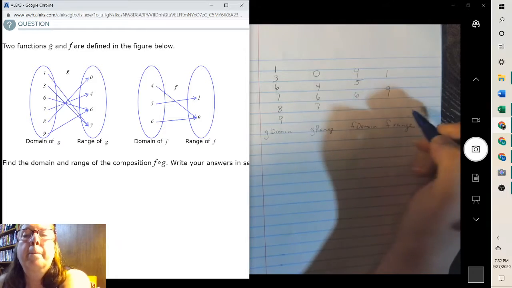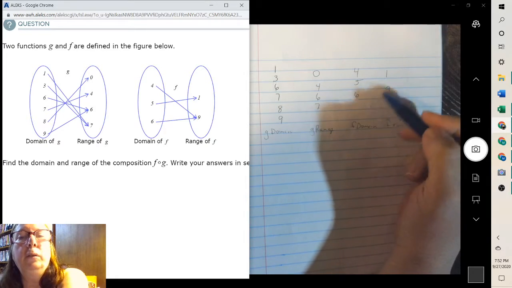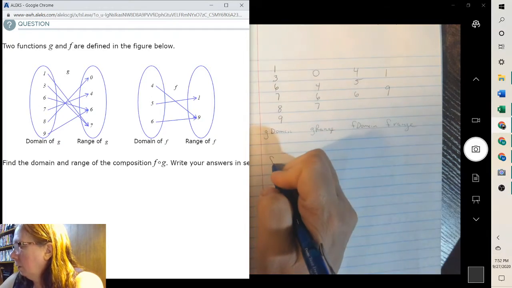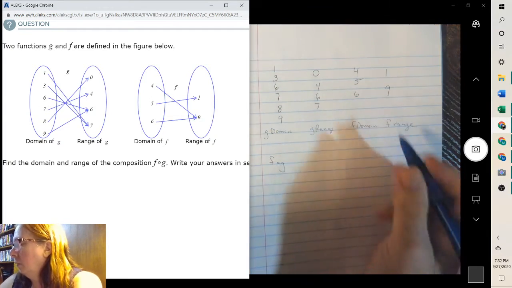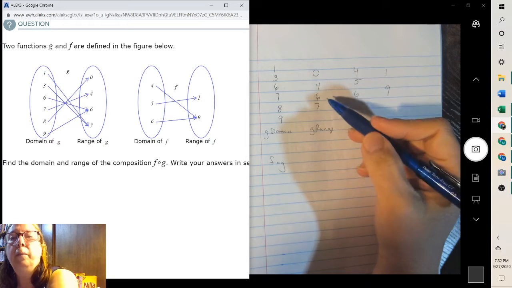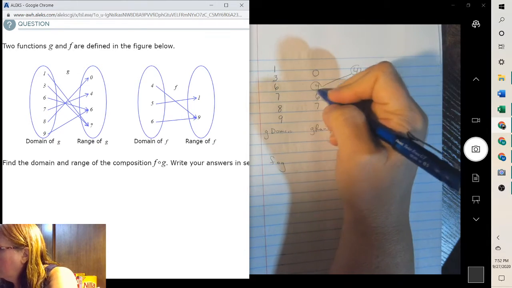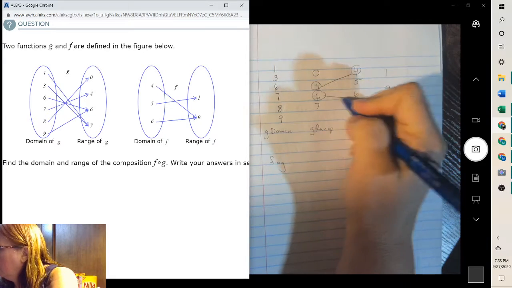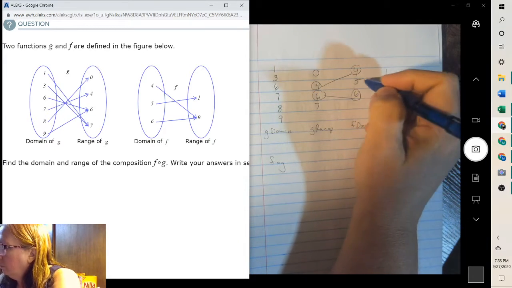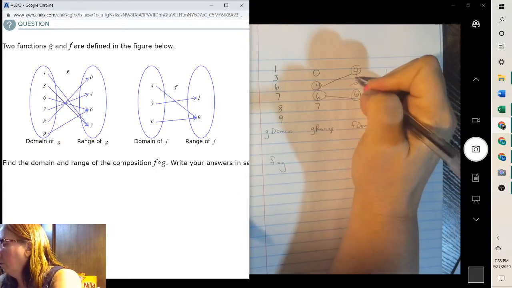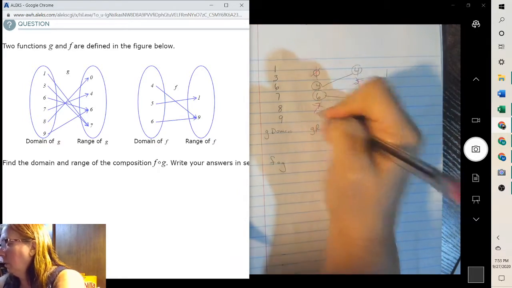Okay. So the first thing I want to do is look in the middle and see where they overlap, because we're finding f of g. But we need to see where they overlap. Notice the 4 and the 6. So this one's out, this is out, and this is out.